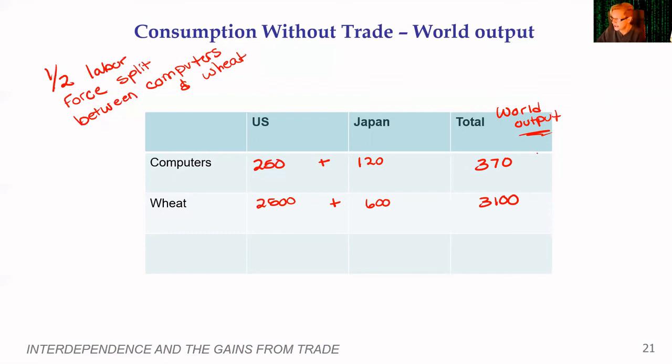Now, this idea of world output is going to be a barometer, if you will. It's going to be what we measure against to determine if trade makes the countries better off, because we take that world production look at it. So any numbers that we get in part 2, and we assume that they specialize or what have you, they need to be larger than both of these numbers. Larger. And that's what we're going to be using, this 370 and 3,100. So we're going to revisit that in part 2.